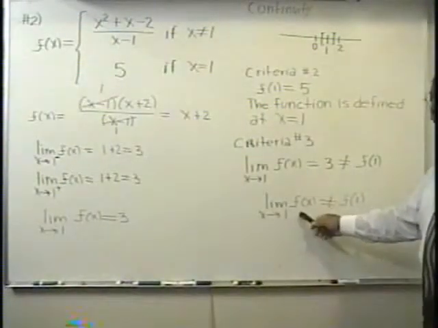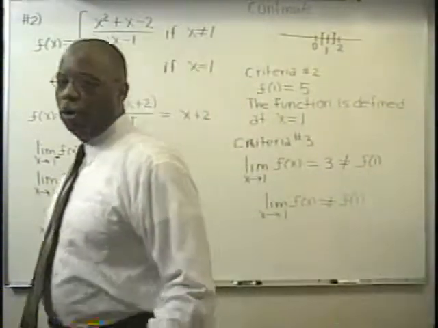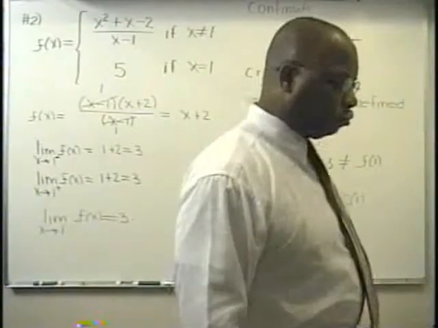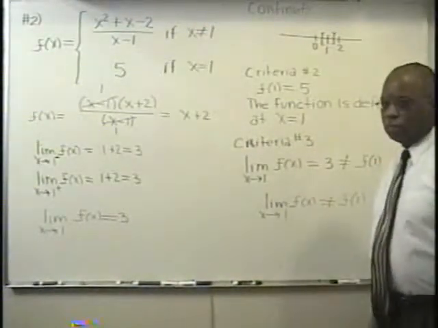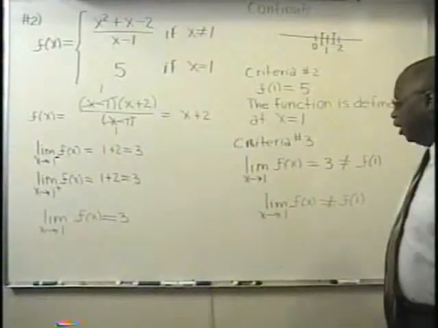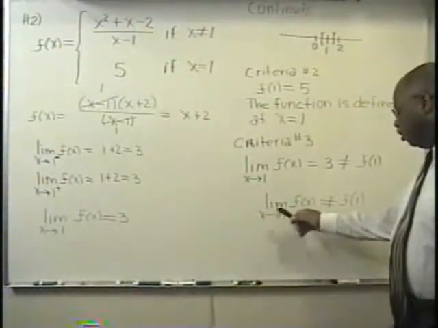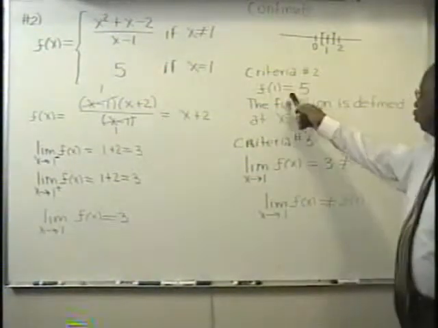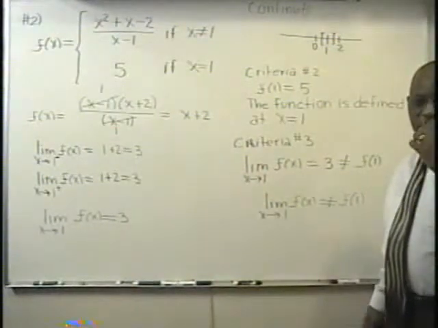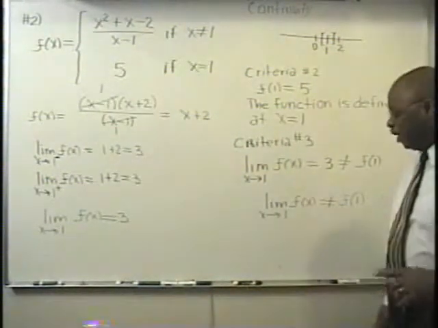So since the third criteria is not met, what conclusion can we draw about the continuity of that function? Let's see, Audrey. Yes, because since the third criteria is not met, the limit of that function is not equal to the defined value of the function. That function is not continuous at the value x equals 1.